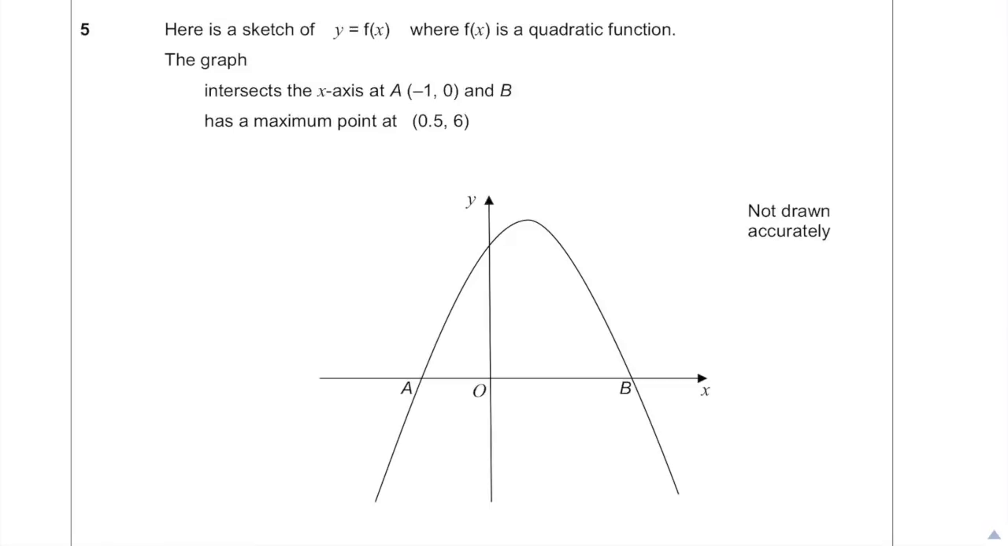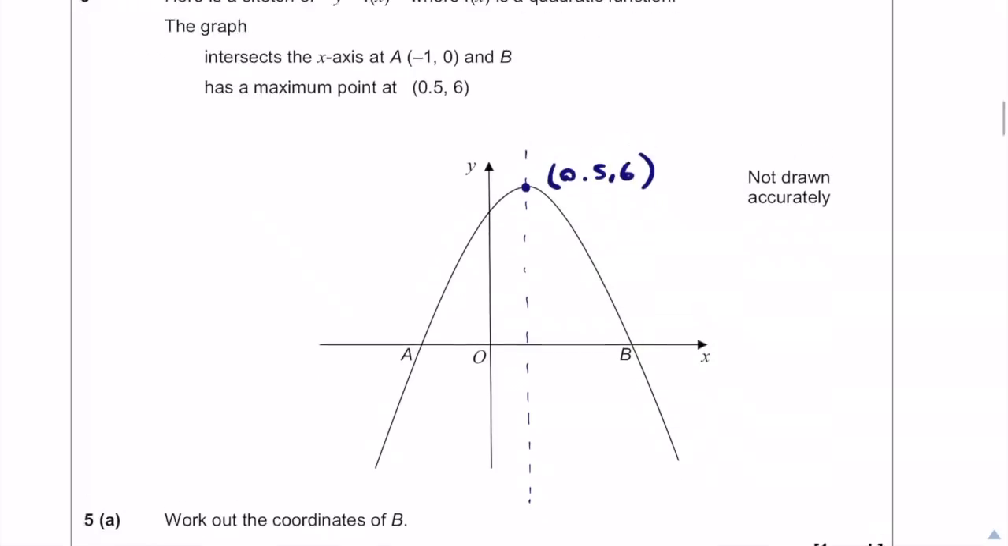So the maximum point is going to be here, and we know that's (0.5, 6). So if I draw a line of symmetry going through this point, well, what I can think of now is point B is just a reflection of point A in the line of symmetry. And I know what point A is. I know point A is (-1, 0).